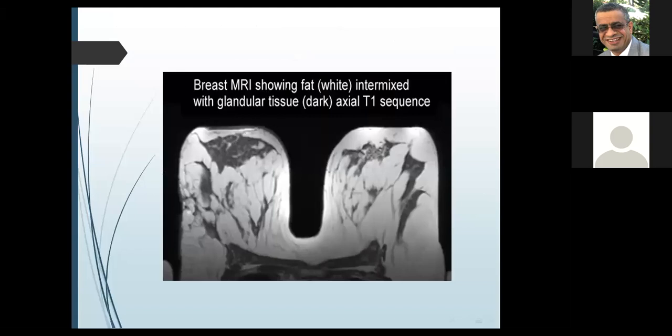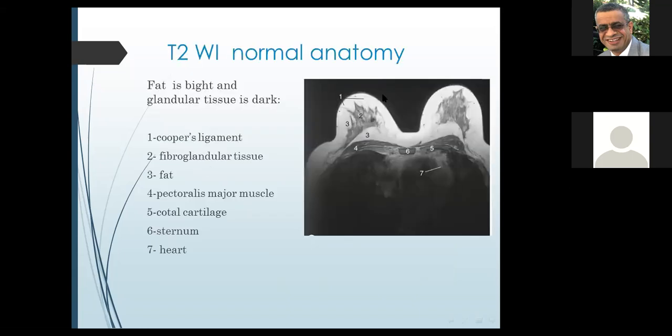Breast MRI shows white fat tissue and glandular tissue in axial T1. One more dark. Next, the previous picture about fatty tissue and Cooper ligament, glandular tissue, and pectoral muscle, and costal cartilage with the sternum and heart.